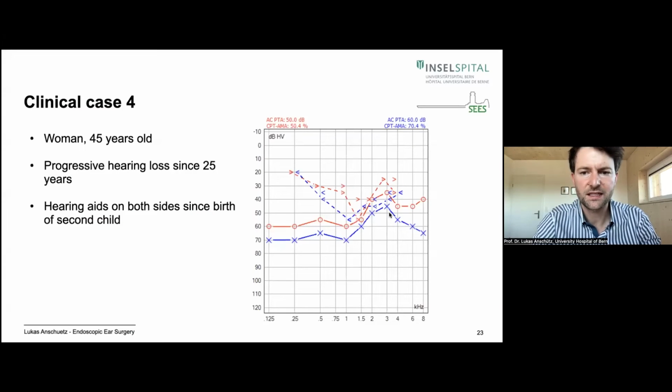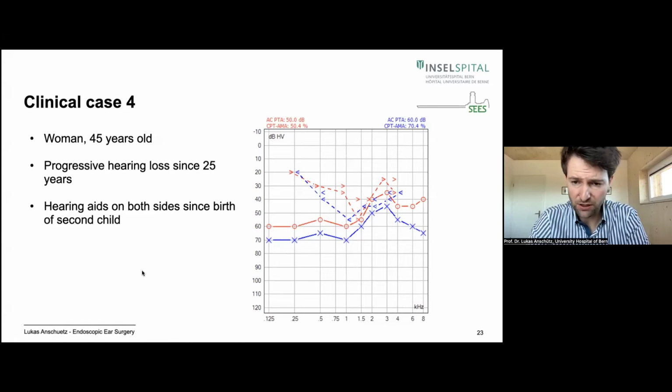So now my last case is a woman, 45 years old. She has had a progressive hearing loss for 25 years, so really a long time ago, and she has needed hearing aids on both sides since the birth of her second son. And she was always quite happy with it, but now she had a deterioration of the hearing, and she came to see me, and I told her probably she has a problem with her stapes, a problem of otosclerosis, and we might be able to improve the situation with a surgery.